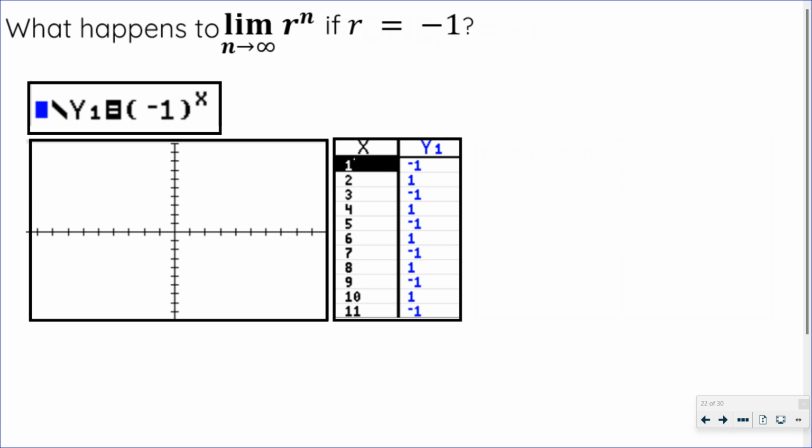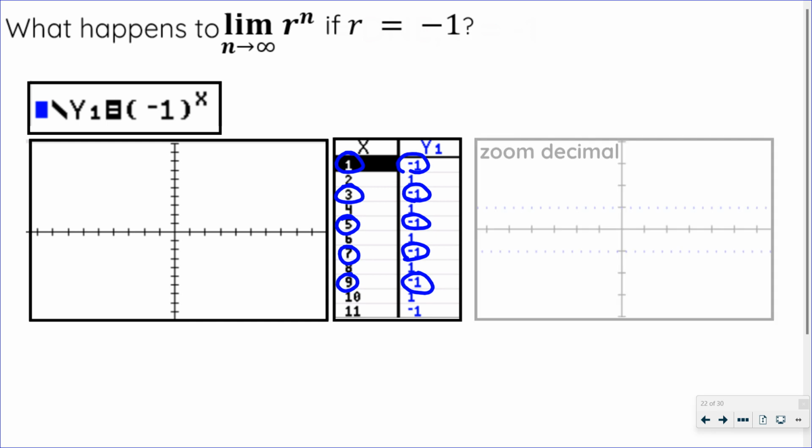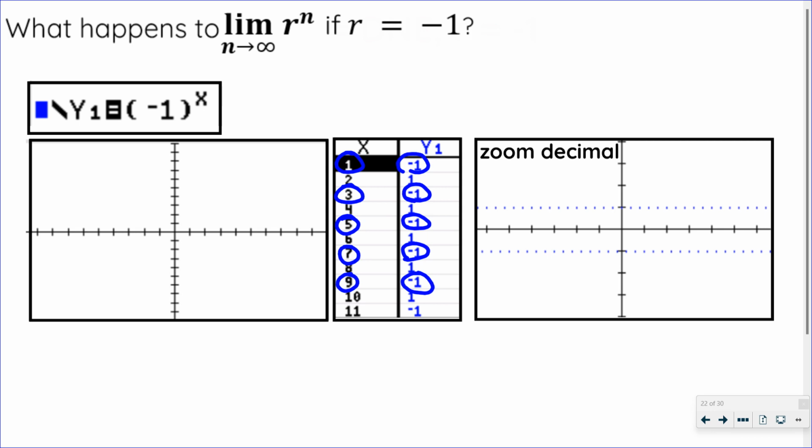So I see that when my exponent is an odd number, the value of my power is going to be negative. Conversely, when the power is an even number, it's going to be positive. So it's going between positive and negative. If I wanted to graph this, I would just have to zoom in. I did zoom decimal to get a tighter window setting, and you can see a whole bunch of dots there. They're not connected because this is not a continuous function. So it's either going to be positive 1 or negative 1.